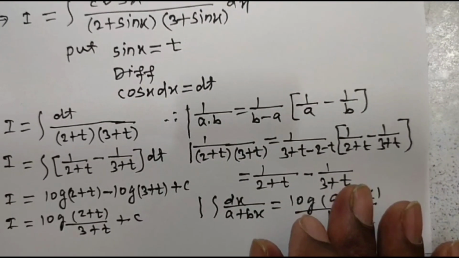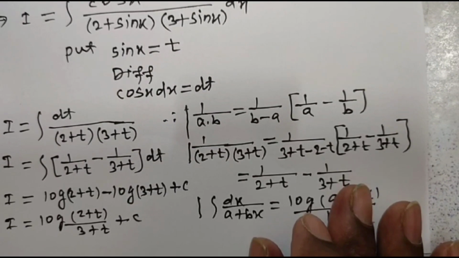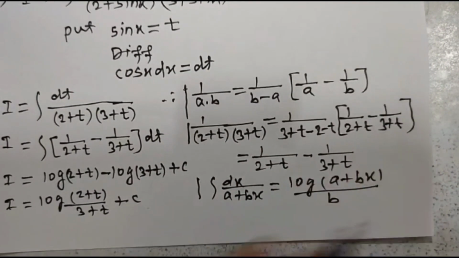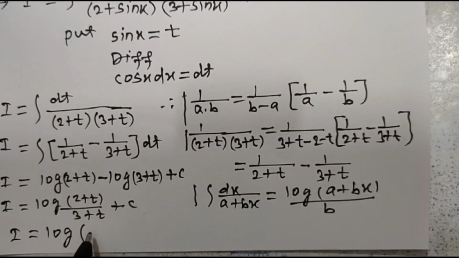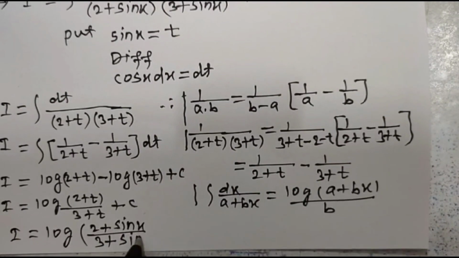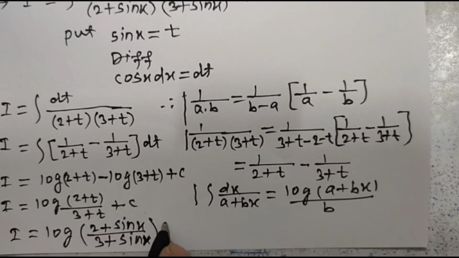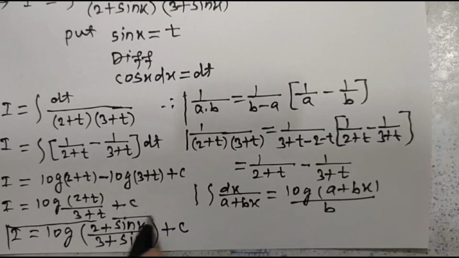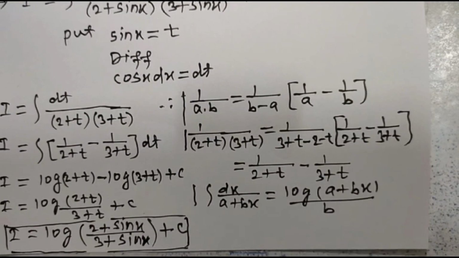t is the new variable. We want the old variable x. So replacing t by sin x, here I is equal to logarithm of 2 plus sin x divided by 3 plus sin x, bracket close, plus integral constant c. And this is the value of the given integral.